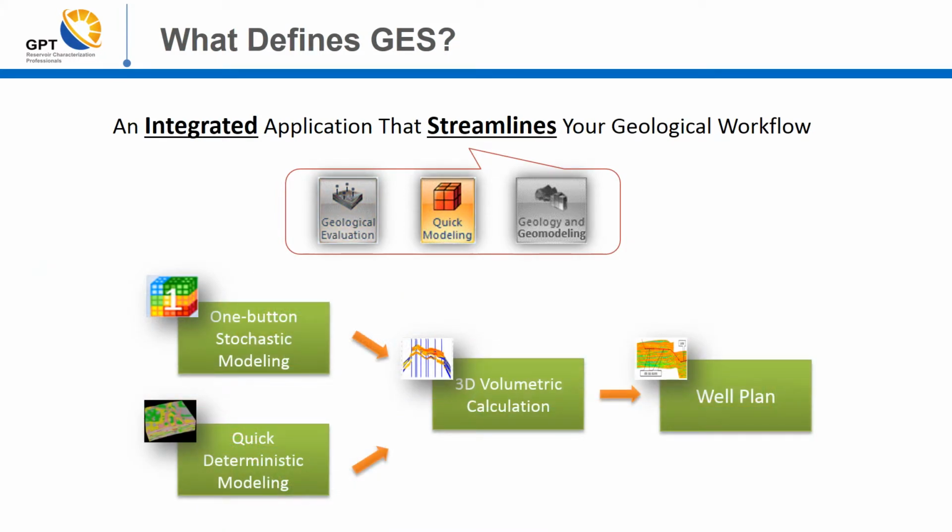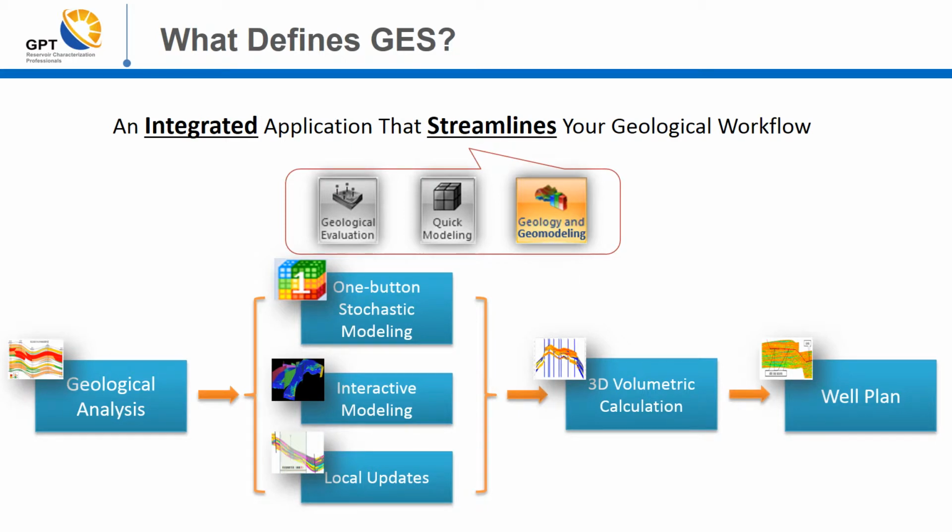The second scenario is called quick modeling. It is designed for the cases where you already have your interpretation, but you also need to build a quick and reliable 3D geological model. In this scenario, we provide you with two different solutions, one-button stochastic modeling and quick deterministic modeling. Both can give you a complete solution for structural model, facies model, and petrophysics model. Once you have your model, you can go ahead and calculate the volumetrics and do the well planning.